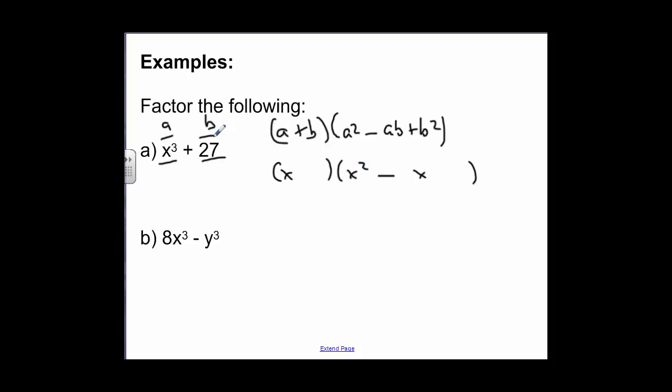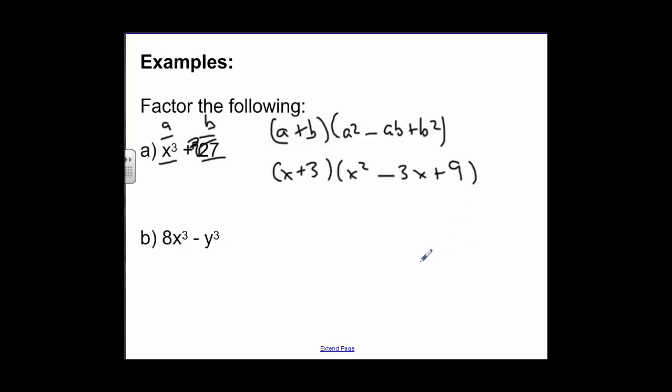And b, since this is 27, if you were to cube root 27, hopefully you can figure out that's going to be 3. So we're going to need to do this. And 3 squared, by the way, is 9. There, we've actually factored it.